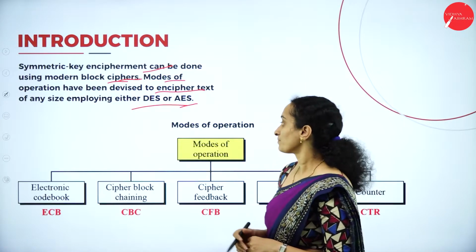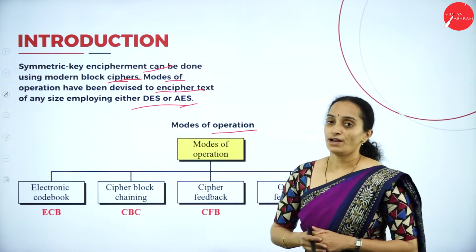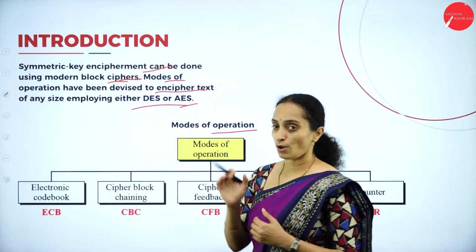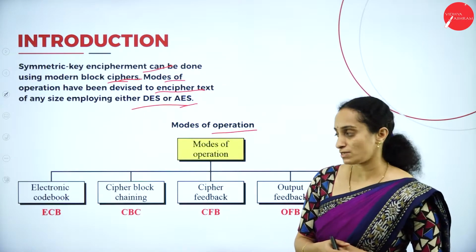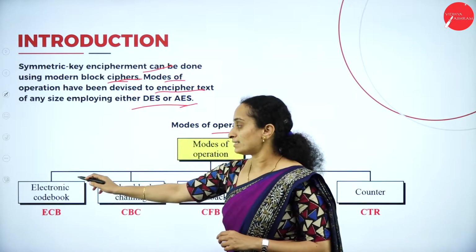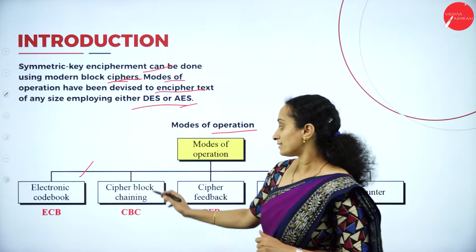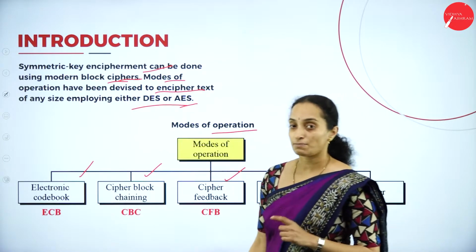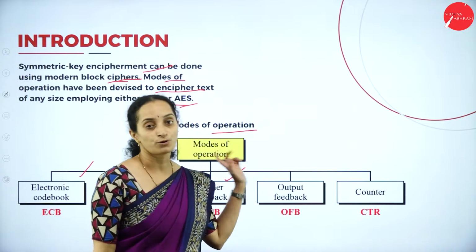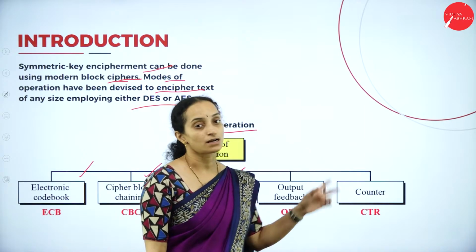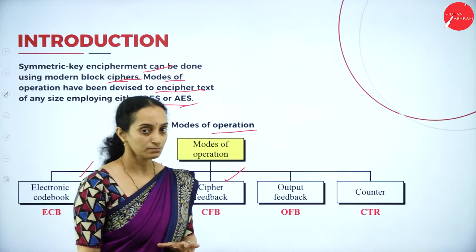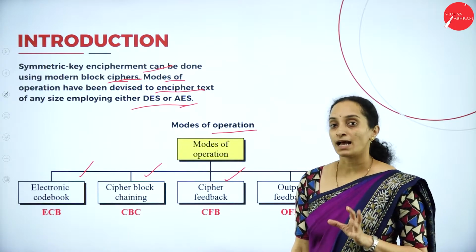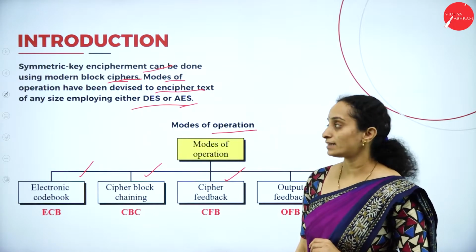We have 5 types of modes of operation to encrypt and decrypt in the block cipher, mainly in block cipher, not in the stream cipher. The first method is electronic codebook method. Second is cipher block chaining method. Third is the cipher feedback method. Fourth is output feedback method. And fifth is the counter method. So 5 methods are used in block cipher to encrypt as well as decrypt a varying length text.